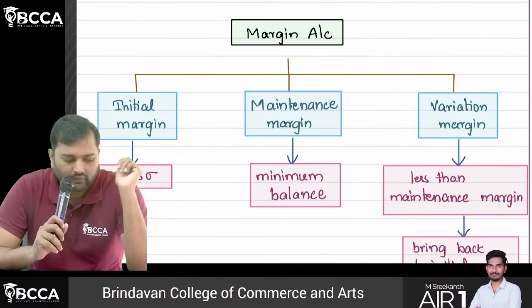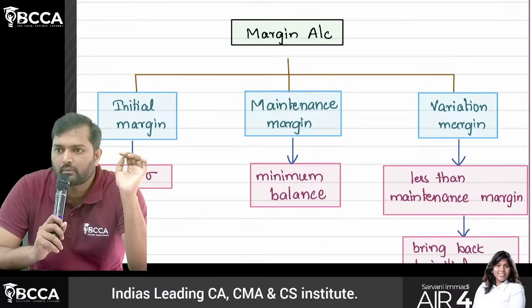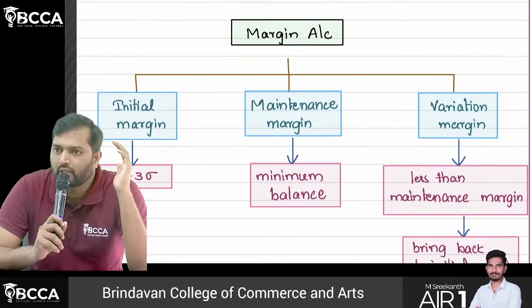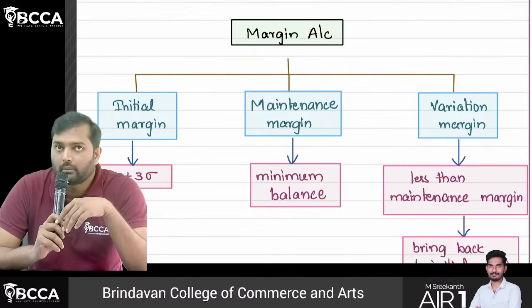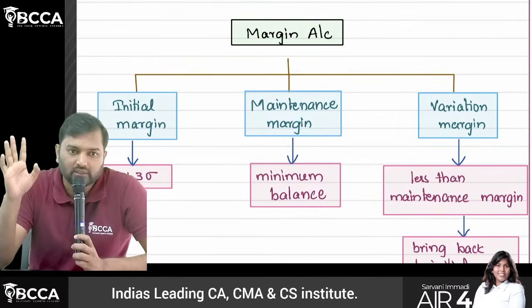In futures, we have two positions: long position and short position. Long position means a buy position. Short position means a sell position. A person who expects the price to increase will take a long position, and a person who expects the price to decrease will take a short position.